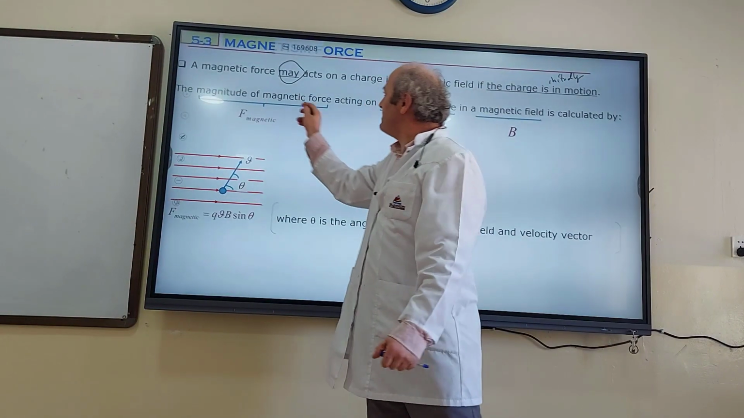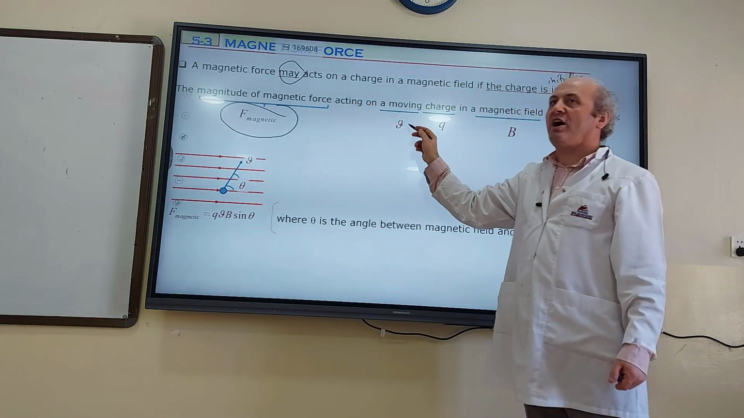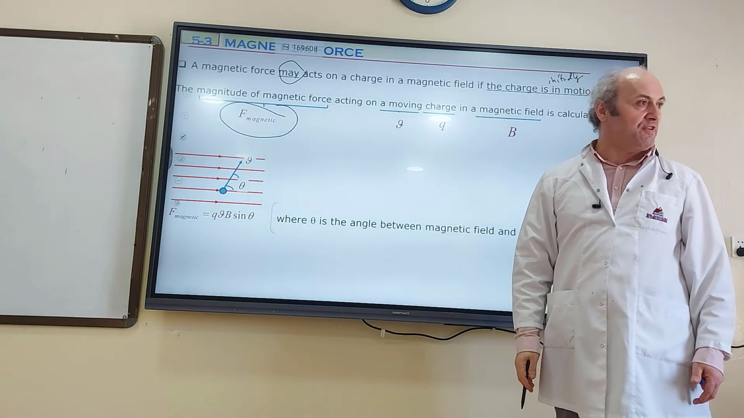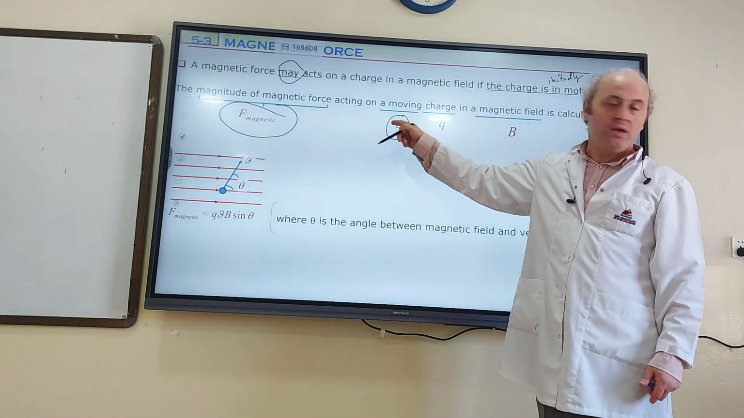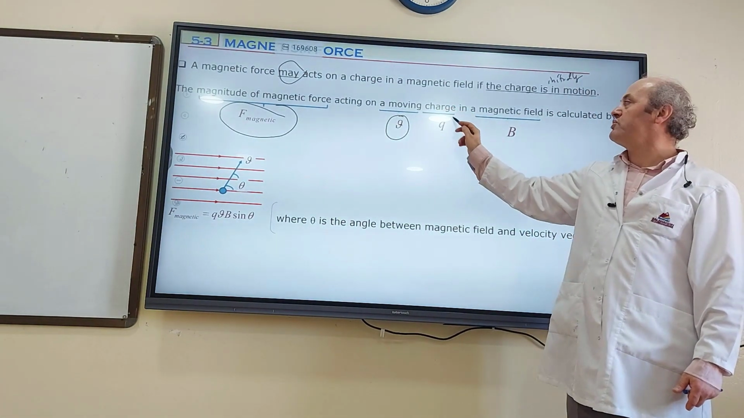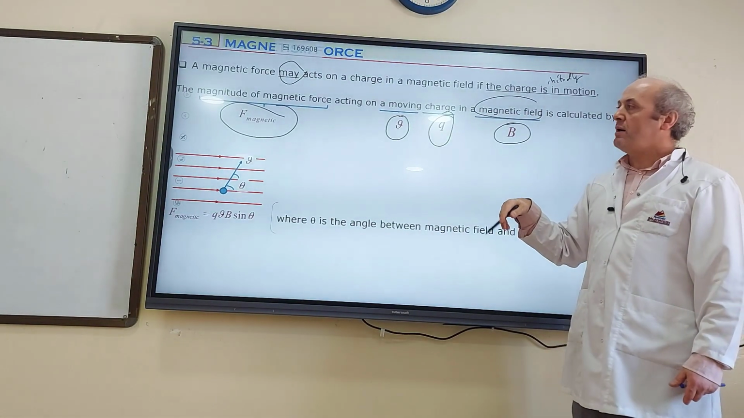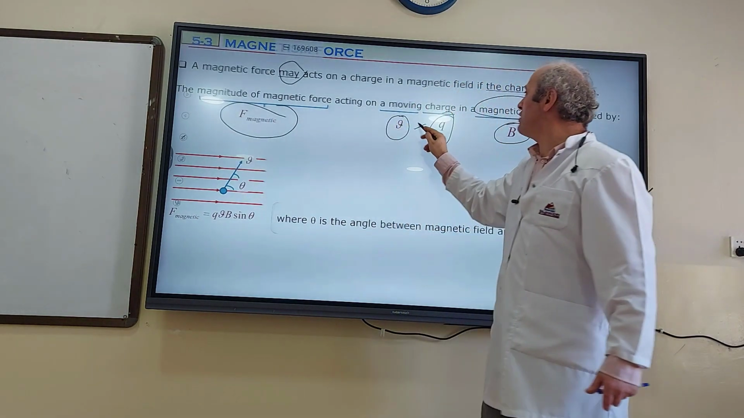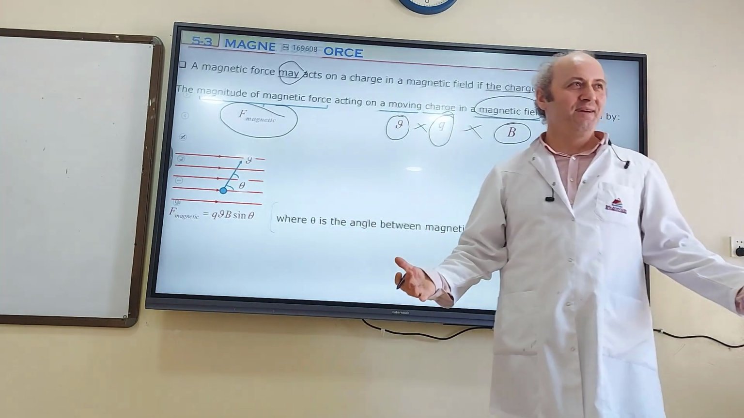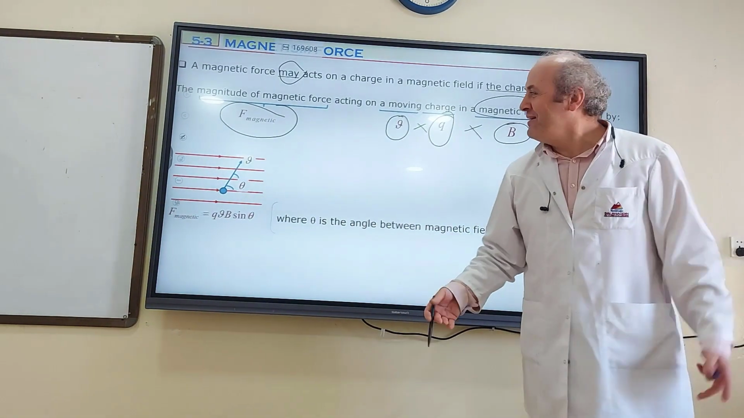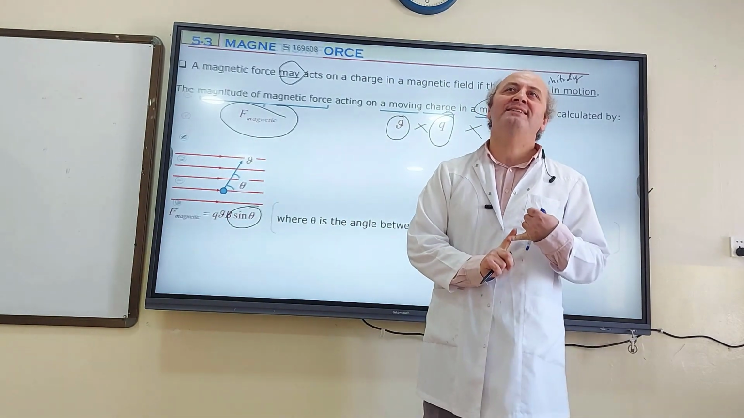So the magnitude of the magnetic force, I am going to represent it by F magnetic, acting on a moving charge. Absolutely, the charge must be moving, otherwise there will be no force. Acting on a moving charge with a speed v. The symbol of charge is Q. This charge must be moving in a magnetic field, B. The magnitude of the magnetic force is going to be the multiplication of these three: Q, V, B. But there is a sine theta. Q V B sine theta.